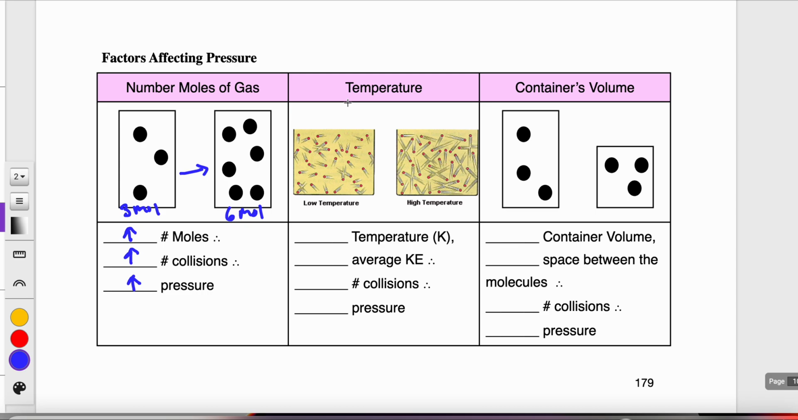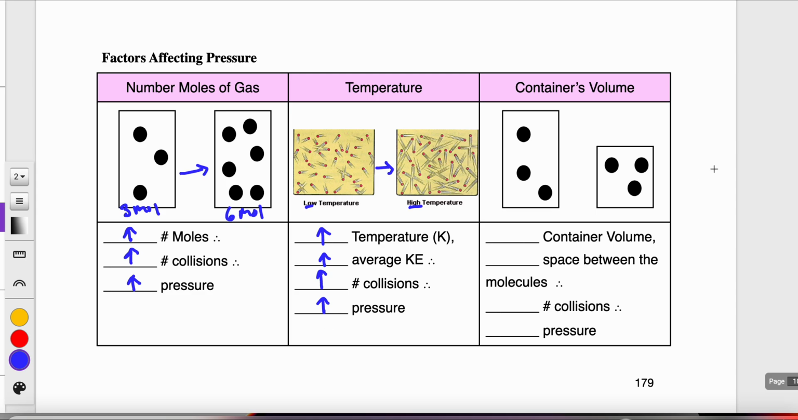Taking a look at the second factor that we can manipulate, changing the temperature of a sample of gas. So when we look from picture 1 to picture 2, we start at a lower temperature and we go to a higher temperature. So we see an increase in the temperature, which means we are increasing the average kinetic energy of every particle in the sample. So they're moving more and faster. So the faster the particles are moving, the more likely we'll see an increase in the number and frequency of the collisions. More collisions means a higher pressure value.